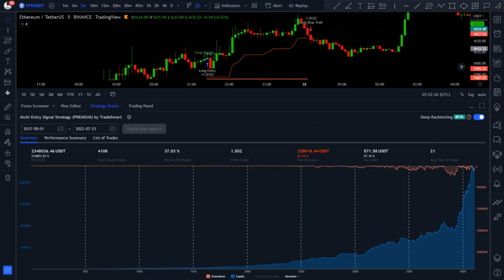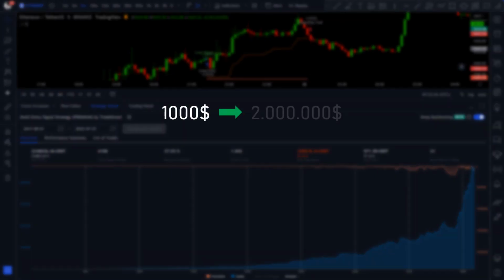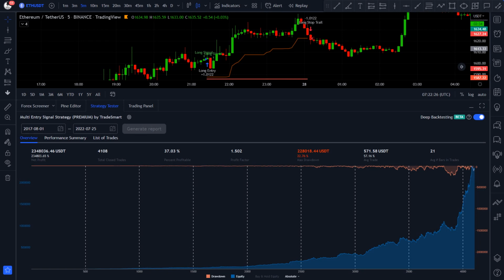Over the course of 5 years, after 4,100 trades, with a starting balance of only $1,000, the strategy would have made 234,180% gain on the account. Meaning, the $1,000 would have turned into over $2 million. But as I said earlier, this means nothing if the strategy is not stable and robust enough. So let's see the other factors of the strategy.